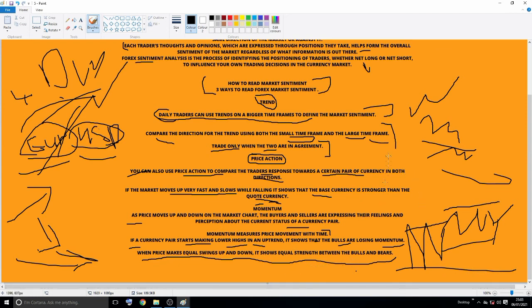But if the price goes up and then comes down, and then goes up and comes down, this means the sellers are stronger than the buyers. It means that the sellers are stronger than the buyers.